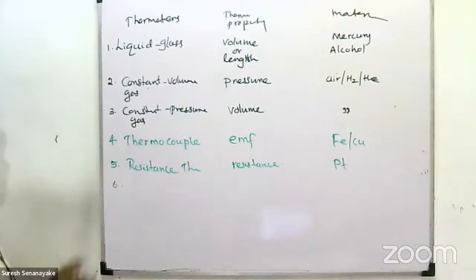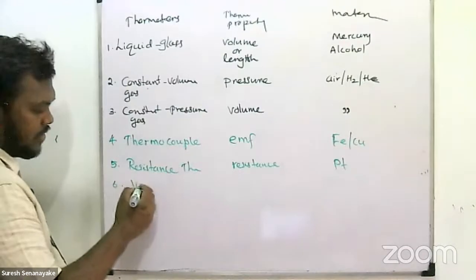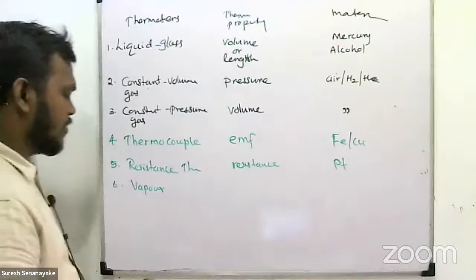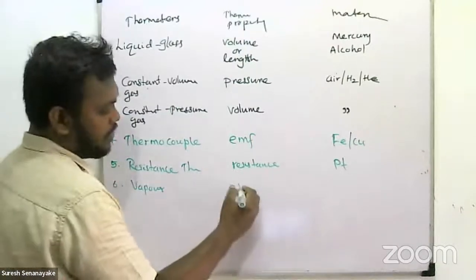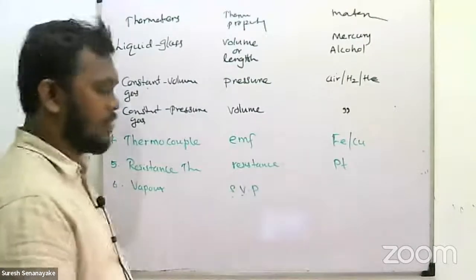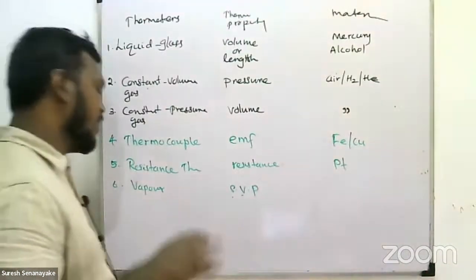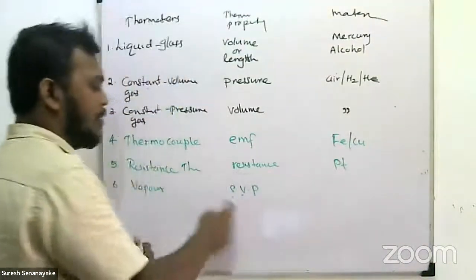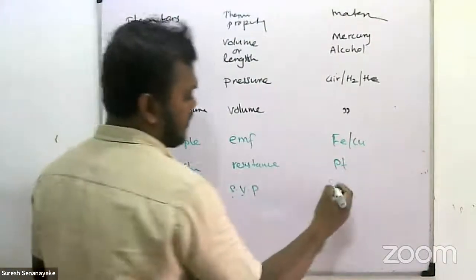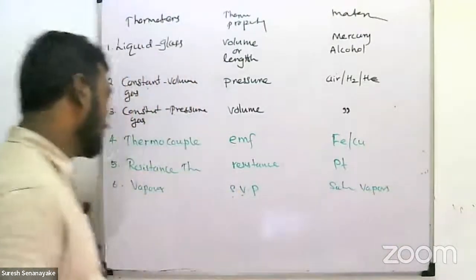And then the vapor thermometer. Saturated vapors we use. SVP, the saturated vapor pressure, is the thermometric property. Because the saturated vapor pressure has particular values at different temperatures, they give different values. So if you can measure this pressure, then you can say something about the temperature also. So these saturated vapors are used. Different vapors we can use.